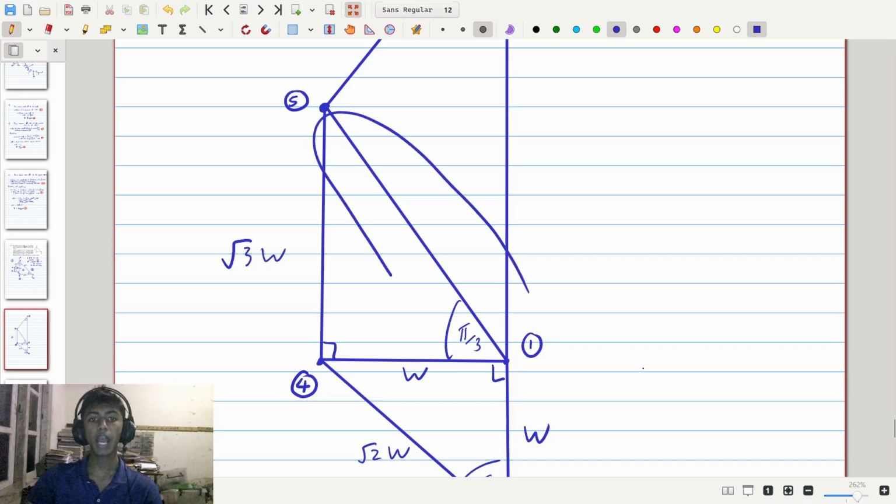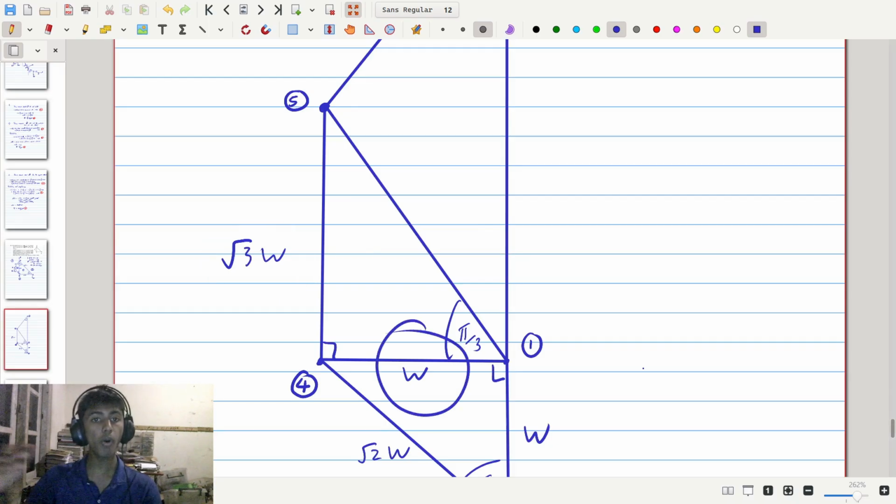Moving on, the hypotenuse here is going to be equal to, if we consider root 3w squared plus w squared, is going to become 4, and therefore this is going to become 2w, so 2w.